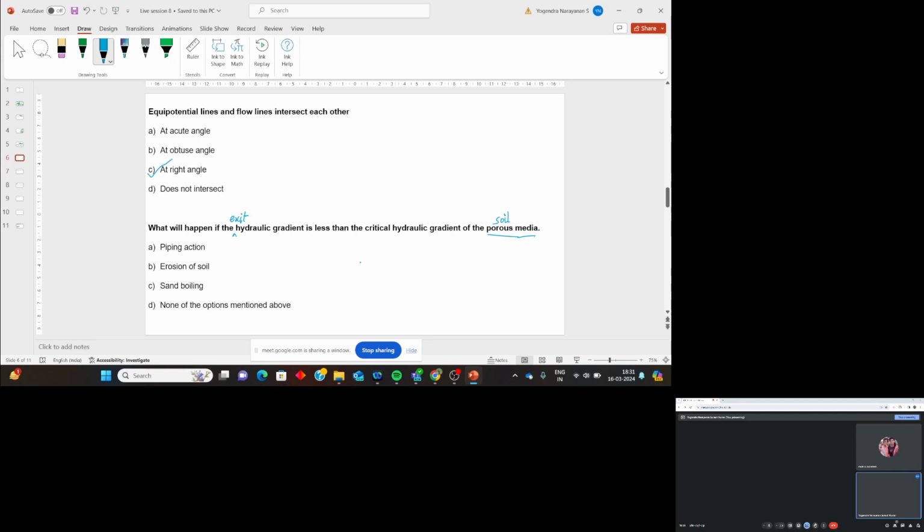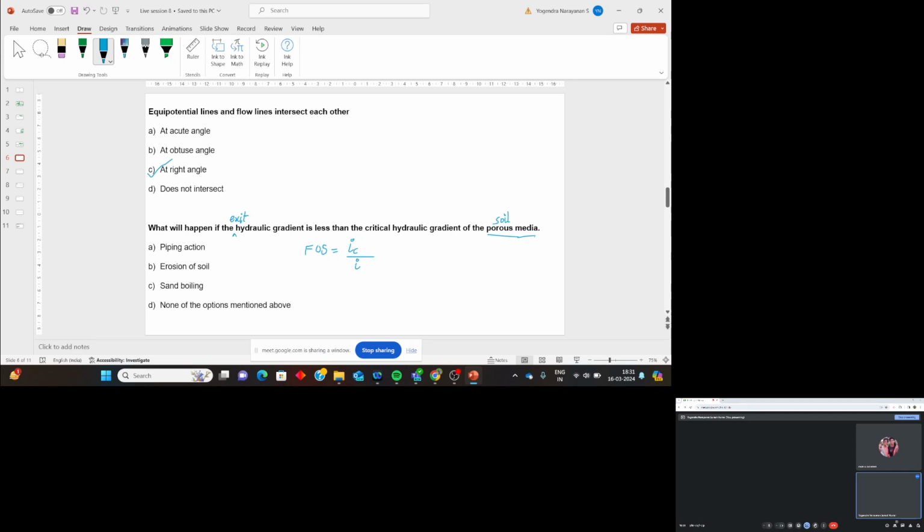How will you answer this question? Exit gradient is less than the critical hydraulic gradient, so it's safe. Yes, what you said is right. How will you determine quantitatively? You will be determining by factor of safety, which is IC by I.